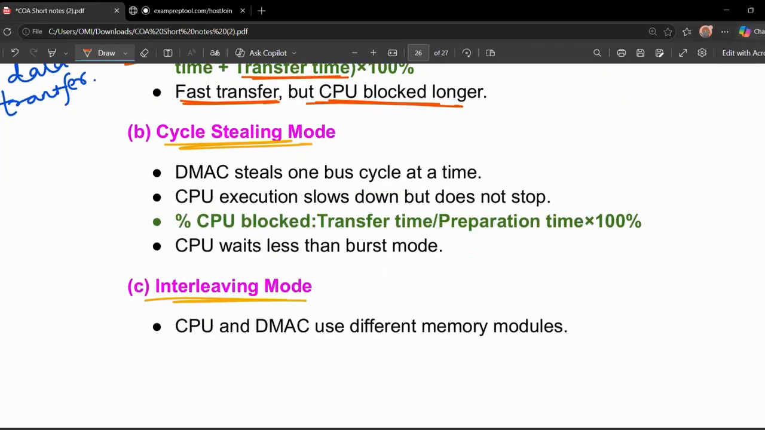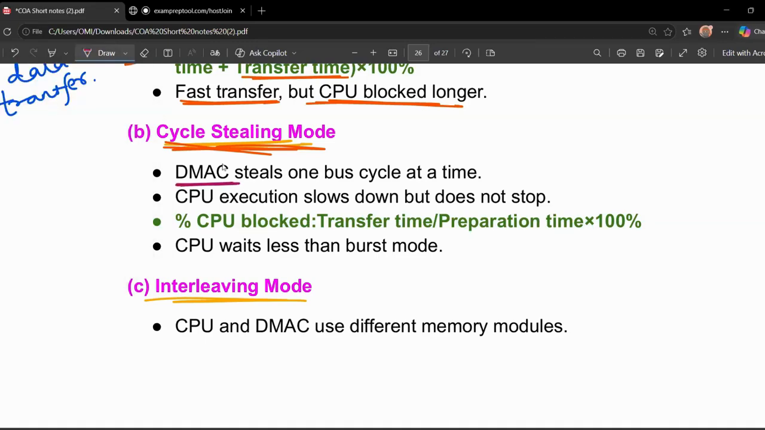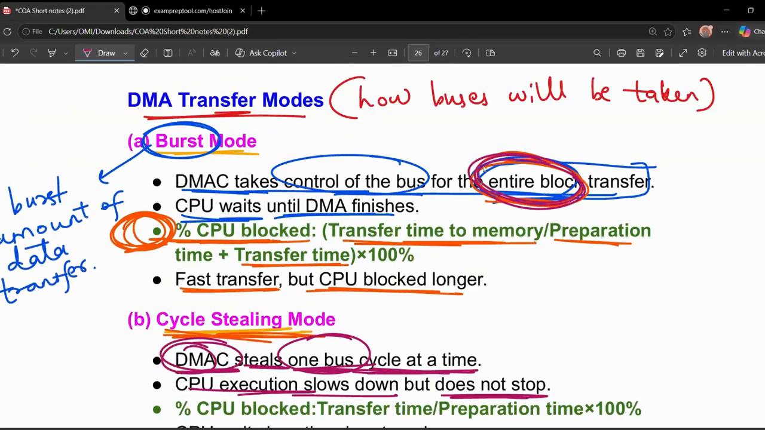Now what is the cycle stealing mode? Cycle stealing mode says that the DMA controller steals one bus cycle at a time. So CPU execution slows down but does not stop. Here the CPU waits less than in burst mode, since in burst mode one entire block will be transferred.